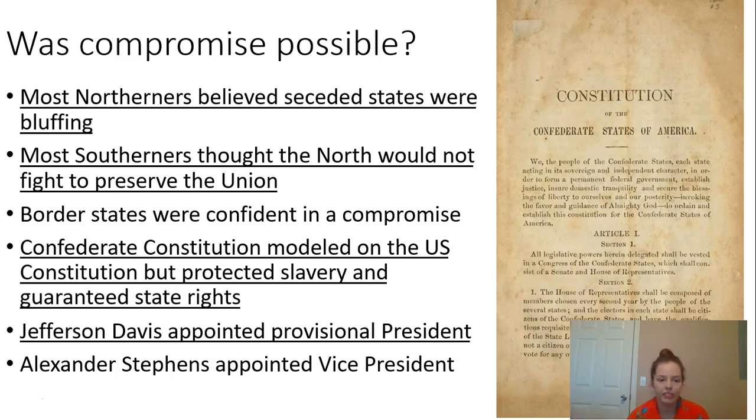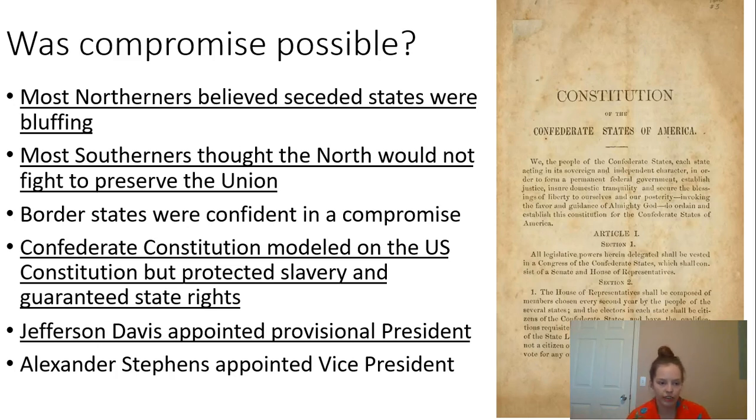Looking into whether a compromise was even possible: most Northerners initially believed that seceding states were bluffing. They thought that the South would come to their senses and rejoin the Union. Looking at it from a Southern perspective, most Southerners thought that the North would not fight to preserve the Union. They thought that the North would just let them go and that they were already seeing differences between free and slave status in territories and in their own industries. And so with that breaking off, each side should be allowed to continue as best as they saw fit in promoting their industries, whether it be slave or free.